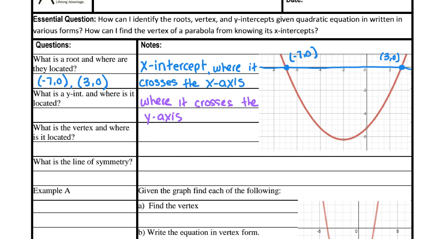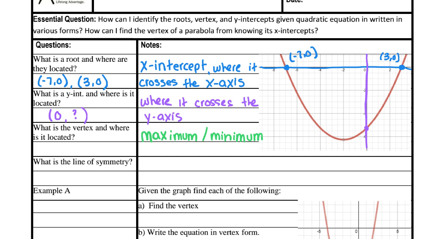What is a y-intercept and where is it located? A y-intercept is where it crosses the y-axis. So now we're looking at this vertical axis, and we're seeing where our parabola is crossing. It doesn't cross at a very even point where we could state the point, but we do know that whenever we cross the y-axis, our x value is 0, and our y value would be something. So I'm going to put a little question mark there for our y value. Notice in y-intercepts, our x value is 0, and for your roots, or x-intercepts above, your y value is 0.